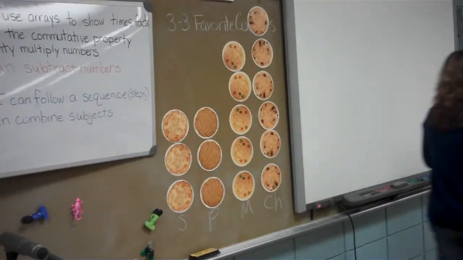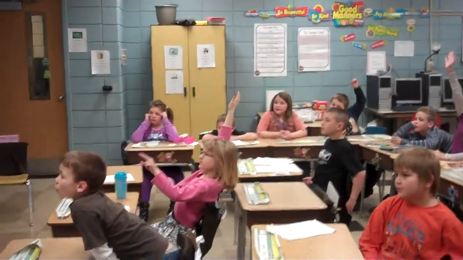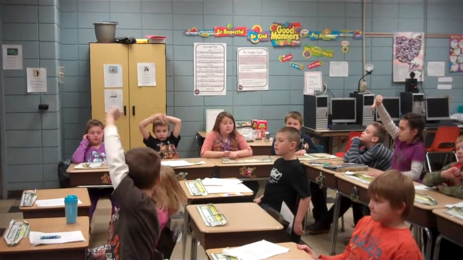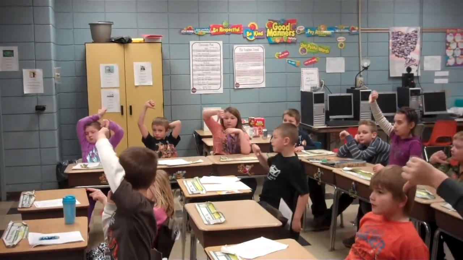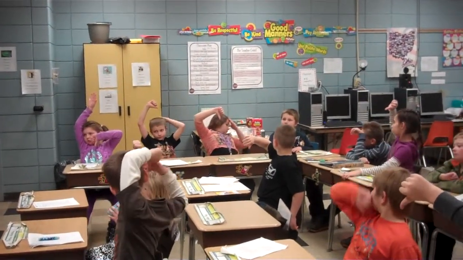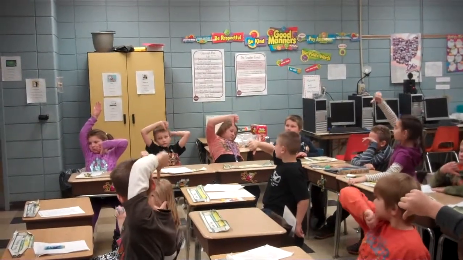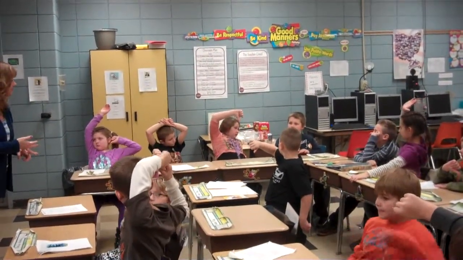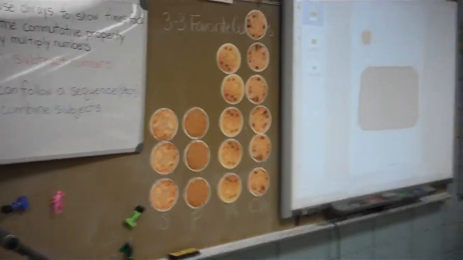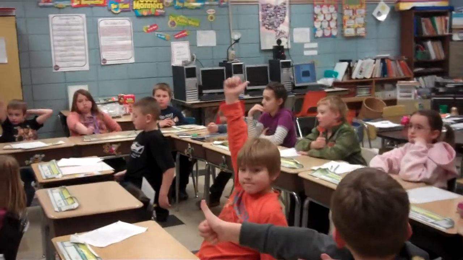How many kids liked peanut butter and chocolate chip? Nick? 11. Thumbs up if you agree. Because I didn't count them. Thumbs down if you do not. Oh, there's no thumbs down, Nick. Which ones are you adding up? Which ones were you adding? Peanut butter and chocolate chip? Is that the right? Okay. Try them again. 9. 9. Thumbs up? Down? Good. All right, now we know our favorite cookies.